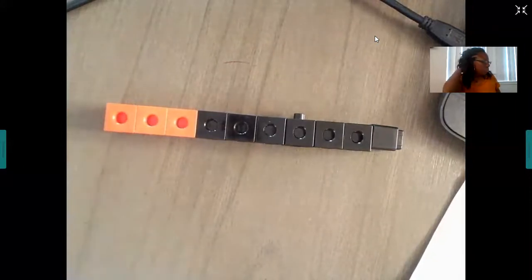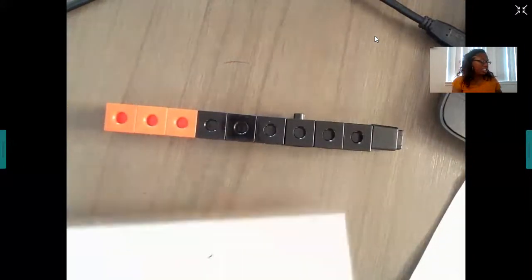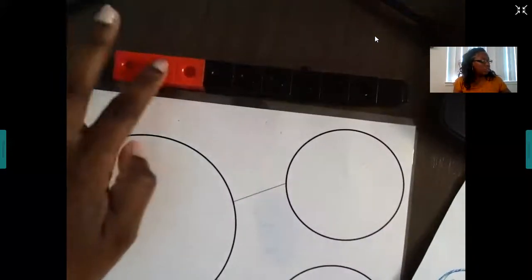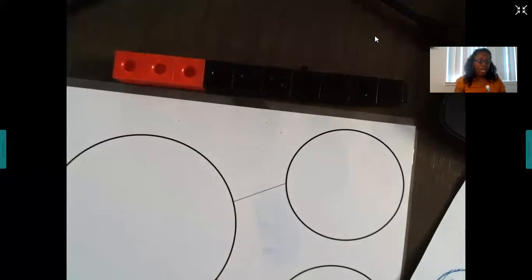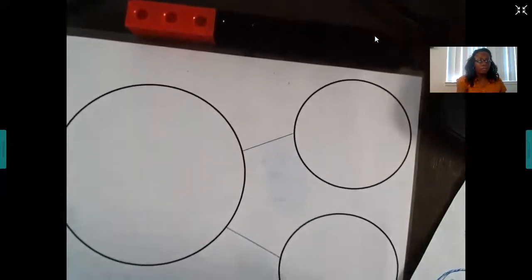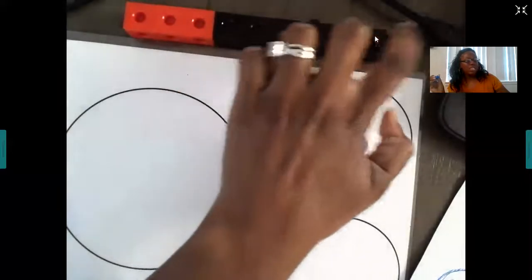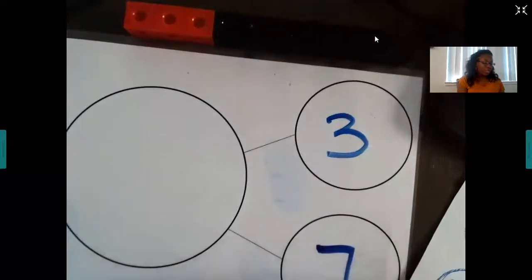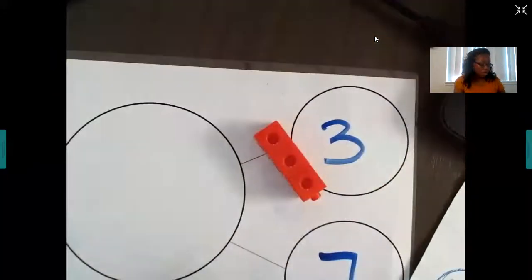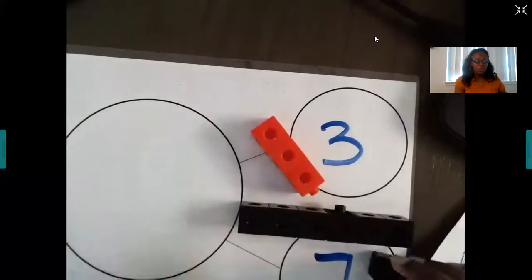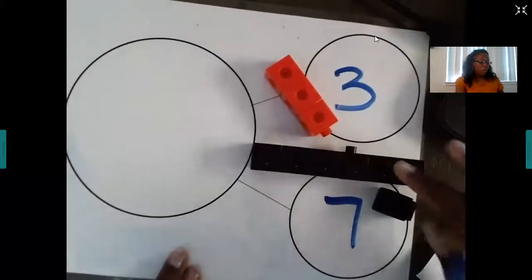So what part of my cubes are red? 1, 2, 3. So I'm going to go ahead and fill that in on my number bond. What part of my cubes are black? 1, 2, 3, 4, 5, 6, 7. So I'm going to fill that in on my number bond. I put 3 cubes here and 7 cubes here, that will show both my parts.